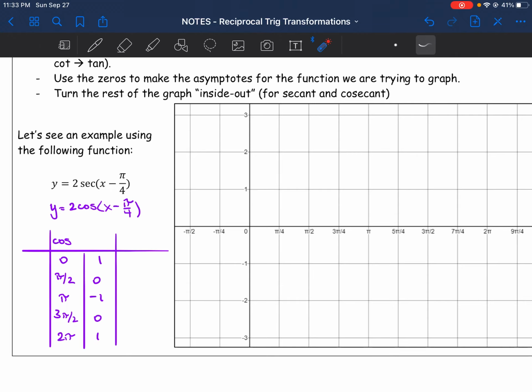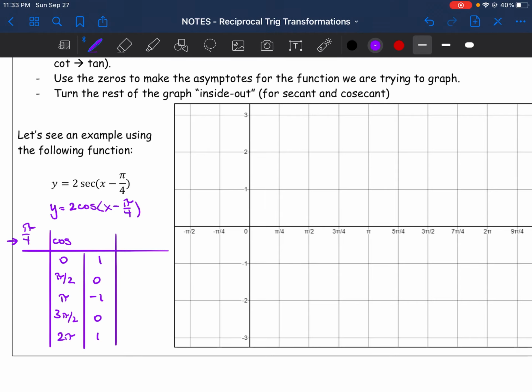Now let's think about the transformations that are happening. We have this 2 that's being multiplied, and we have a phase shift of right by pi over 4. There's a couple things we can do. Number one, we can take all of these values, where cosine is starting, and shift all of them right by pi over 4.